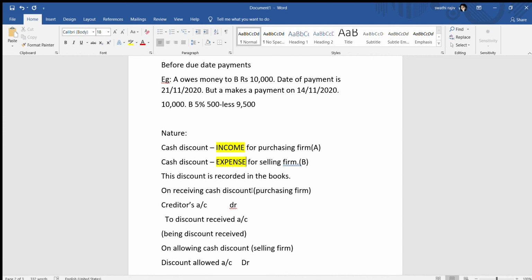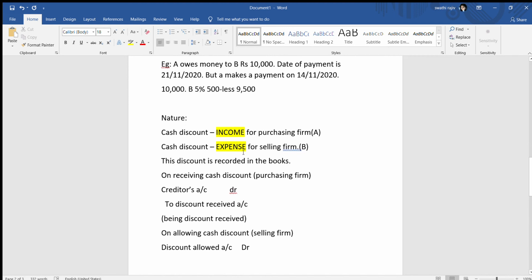Now, how is it income? Obviously, for the purchasing firm, it is definitely a good thing. Whatever he was supposed to pay, if he's making prompt payment, the seller is happy, the selling firm is happy, and he's given a discount or some extra cash. This income is something extra. We were not expecting this. I did not know that I was going to save this 500. So this came as a surprise to me. So that is an income for me.